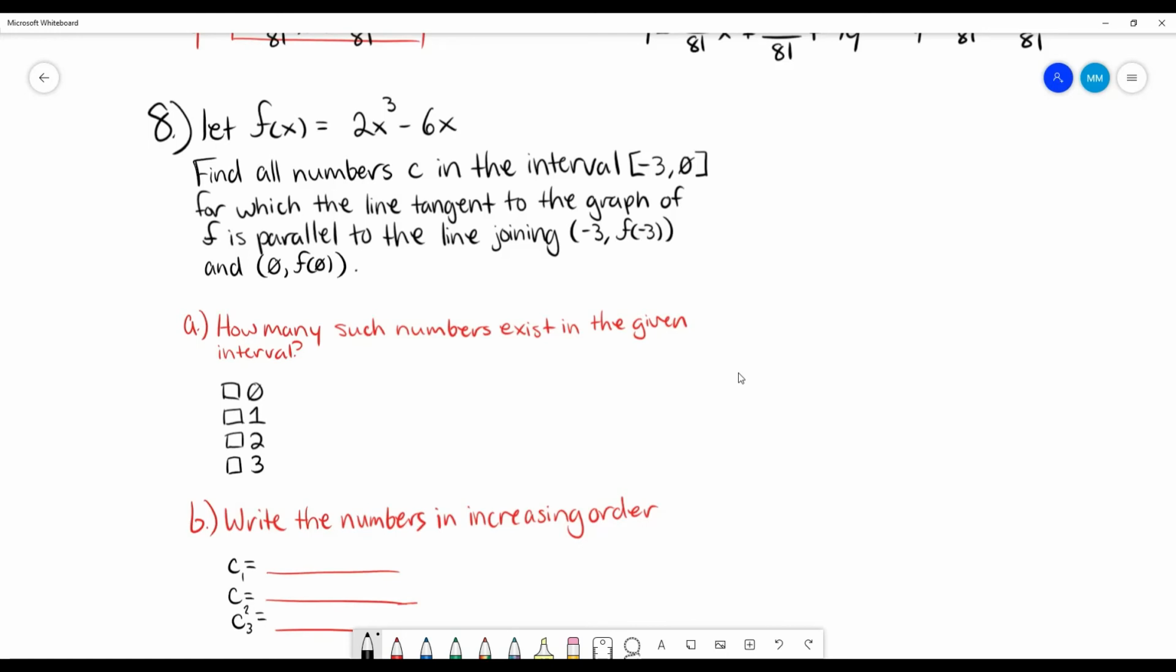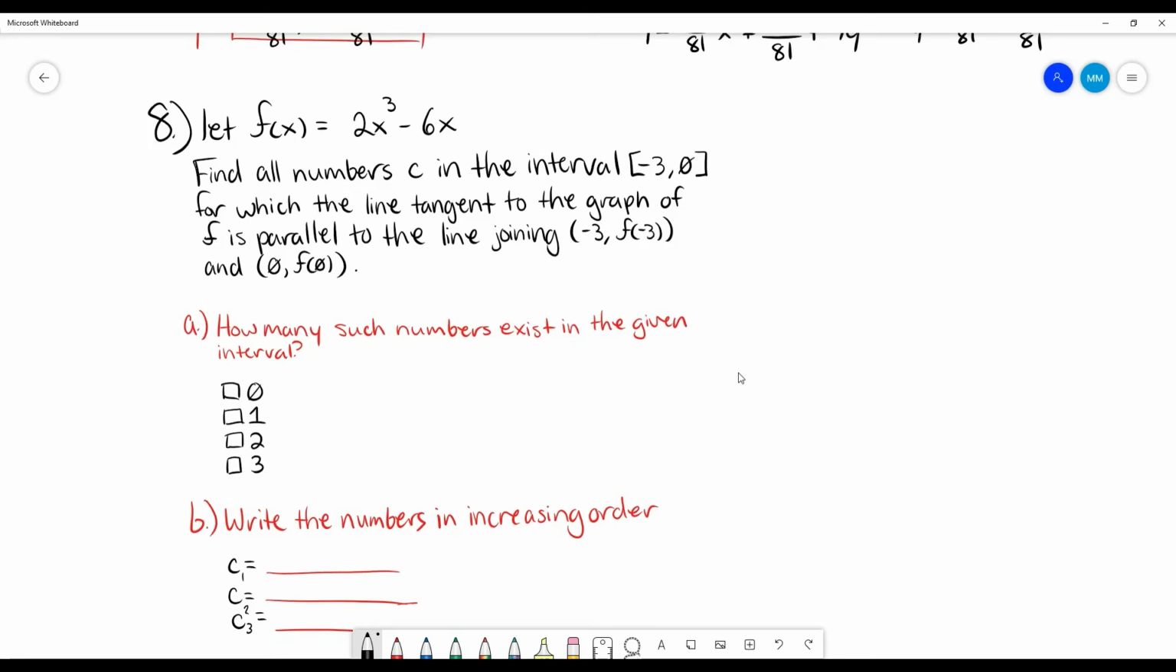This one's a little different. This is pretty new. So it says f of x equals 2x cubed minus 6x. We want to find all numbers c in this given interval for which the line tangent to the graph of x is parallel to the line joining these 2 points. Okay, so -3 comma f of -3.